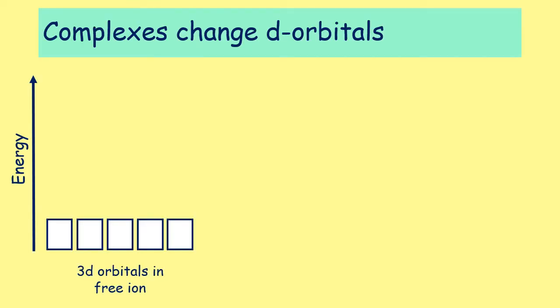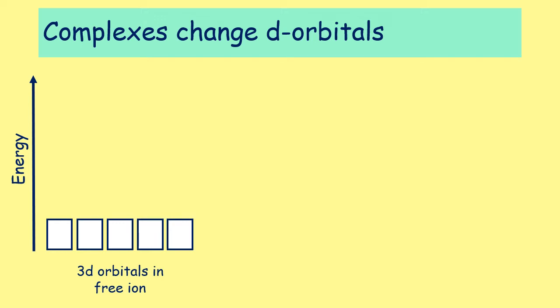So transition metals are characterized by having their d orbitals be their outermost filled orbitals. And in Advanced Higher, you're typically only going to be looking at the first row transition metals, which involve the 3d orbitals. When a transition metal exists as an ion on its own, what we would call a free ion, all 5 of those d orbitals are degenerate, meaning they have the same energy.